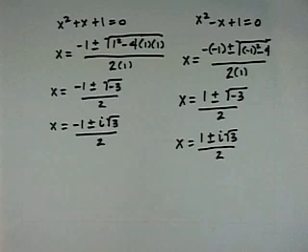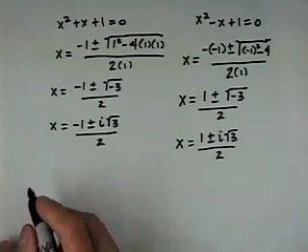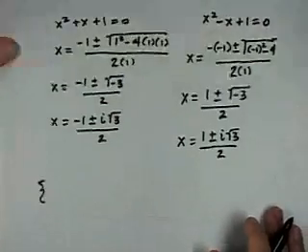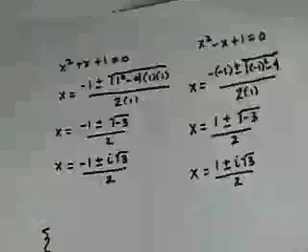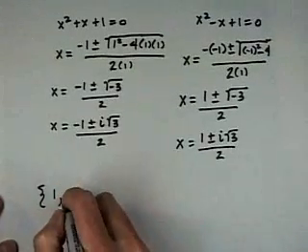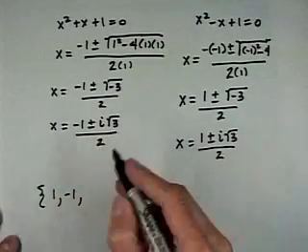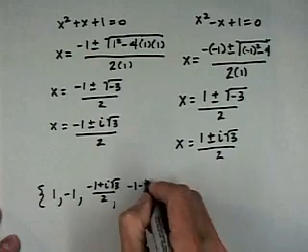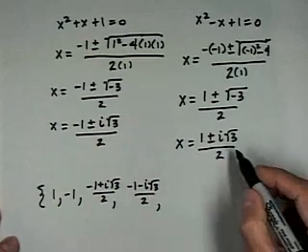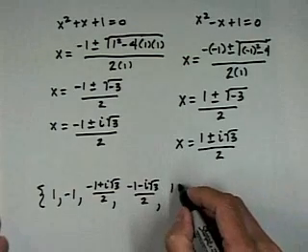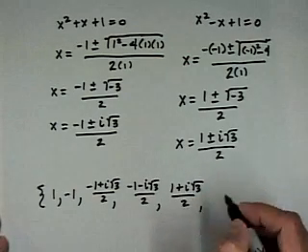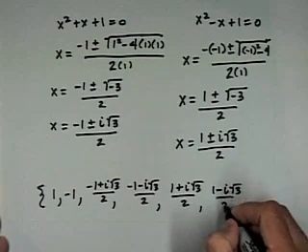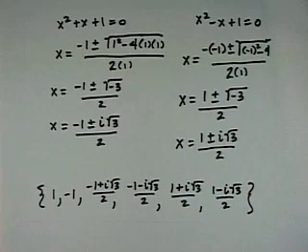We had a 6th degree equation. We need 6 solutions. The solutions are, remember our previous work, positive 1 and negative 1. This is actually 2 solutions, negative 1 plus i square root of 3 over 2, negative 1 minus i square root of 3 over 2. And in the same way, I have 1 plus i square root of 3 over 2, and 1 minus i square root of 3 over 2. 6 complex solutions.